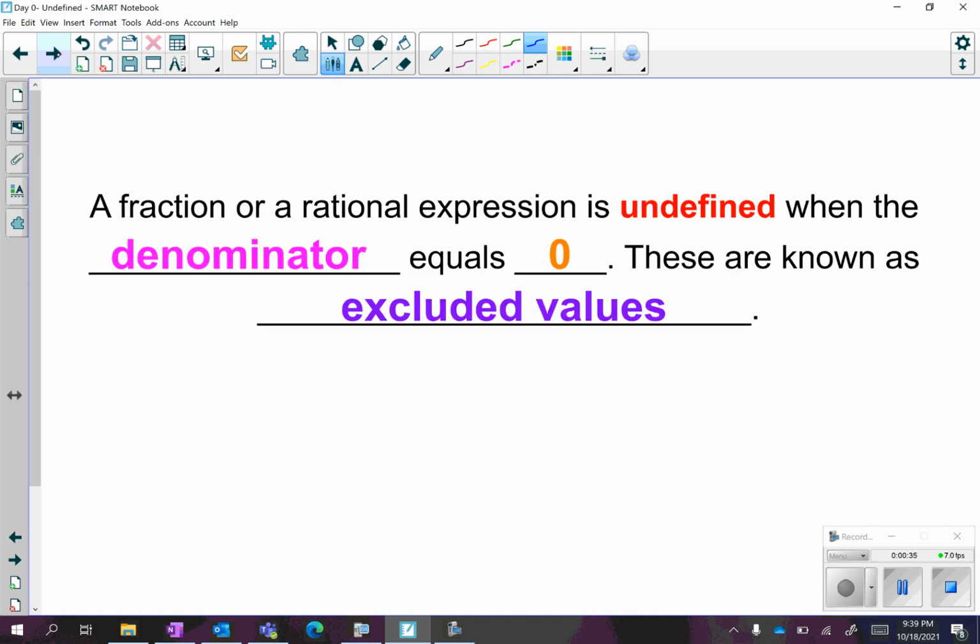Now, a fraction, or a rational expression, is undefined when the denominator equals 0. We know that. Certain values of x are going to lead our rational expressions to have a 0 in the denominator, and we never want a 0 to be in the denominator. So all of these x values that cause a 0, we call excluded values. We leave them out of our expressions.